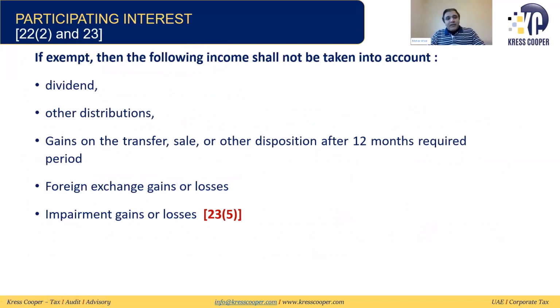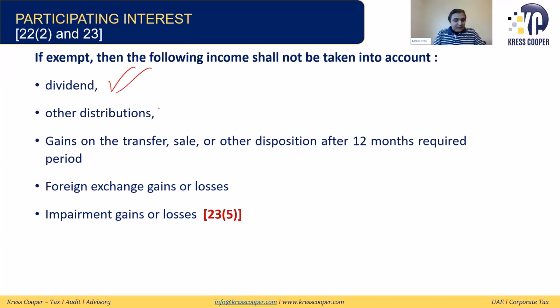So if the participation interest is exempt, then the following income shall not be taken into account. If all the conditions we have discussed are fulfilled, 5% for an uninterrupted period of 12 months, and the income is subject to tax at 9% along with the two other conditions, then if the taxable person receives any dividend, any profit distribution, gain on the transfer, sale or disposition after the 12 months required, foreign exchange gains and losses, or impairment gains and losses related to the participation interest, all this income will be exempt. It will not be considered to arrive at the taxable profits.